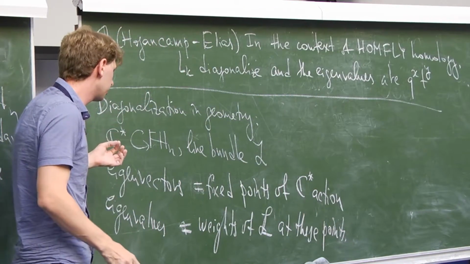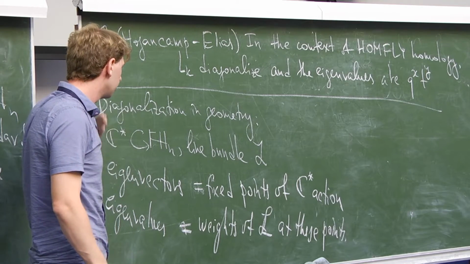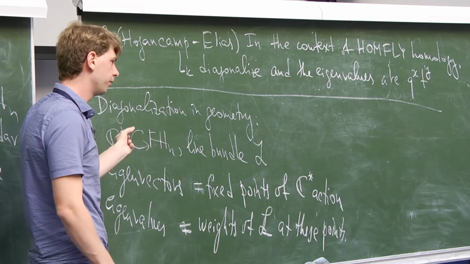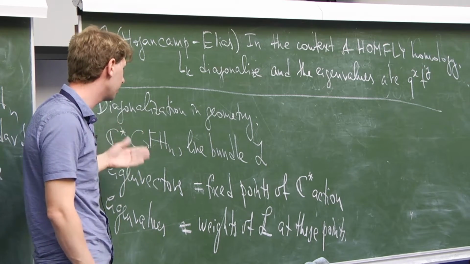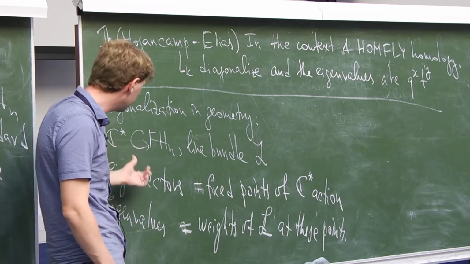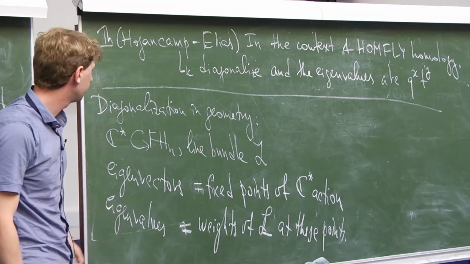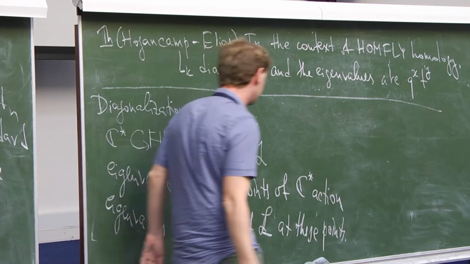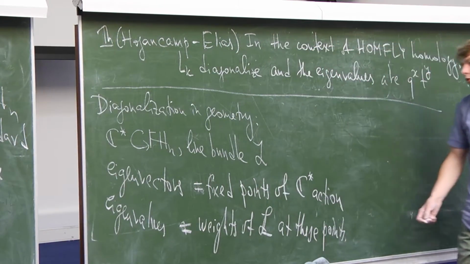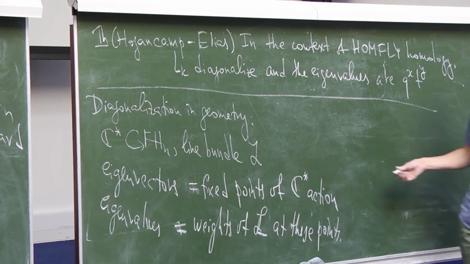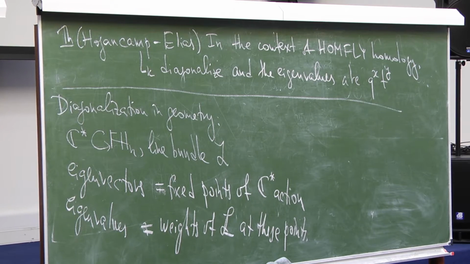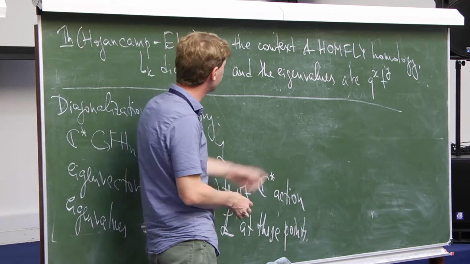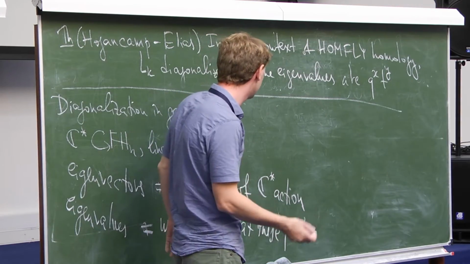Because at this point, what happens is that L, the skyscraper sheaf at this point gets multiplied by L. It will become the same thing times the weight of L with respect to C star at this point. And so there is a one-to-one correspondence between eigenvectors and fixed points, and we can check that there are as many fixed points of the torus action as standard tableaux. The weights are exactly the same as predicted by this.